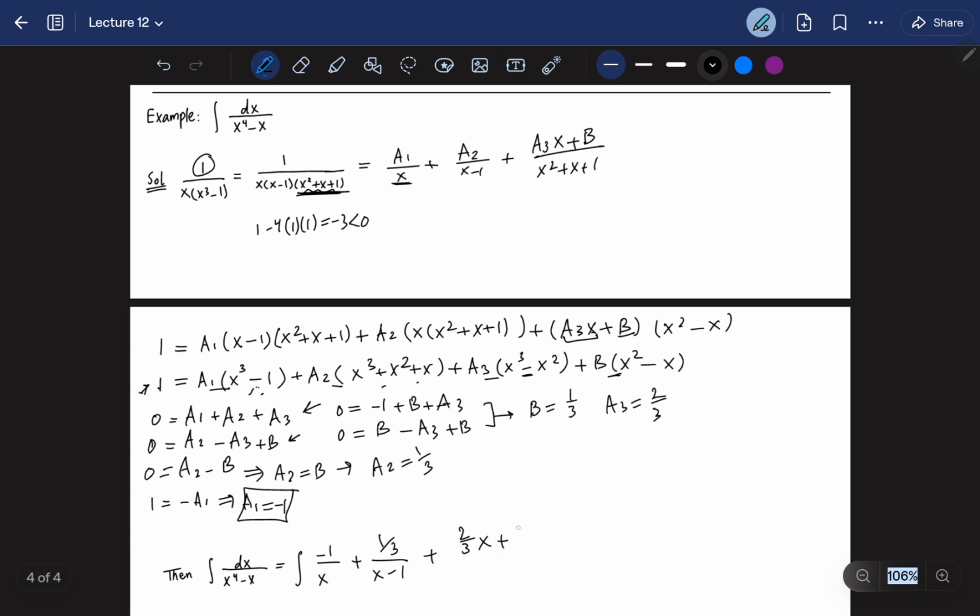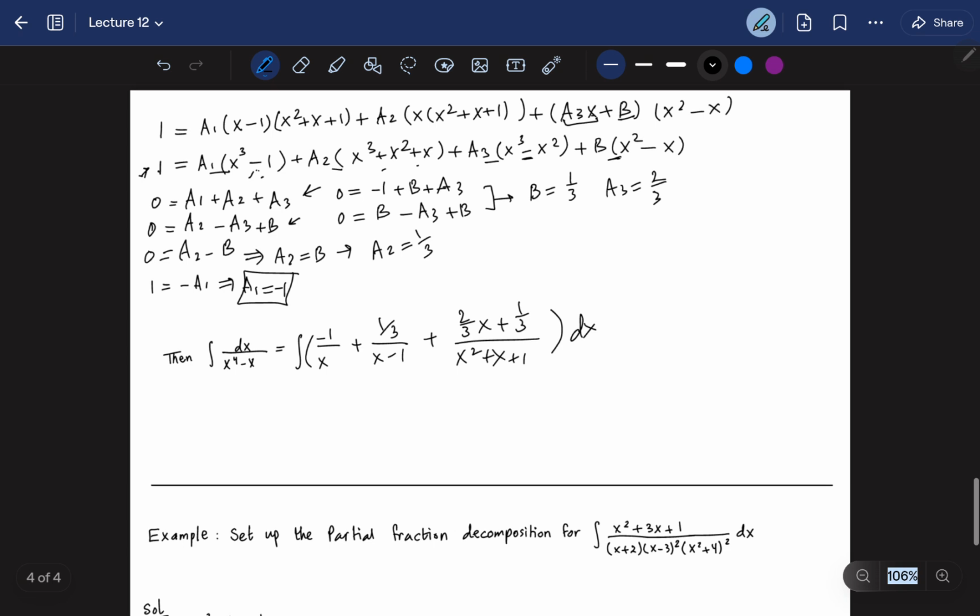plus 1/3 over x squared plus x plus 1 dx. So this is just negative ln of x plus 1/3 ln of x minus 1 plus, let me take 1/3 as a common factor here and see how we're going to integrate this.